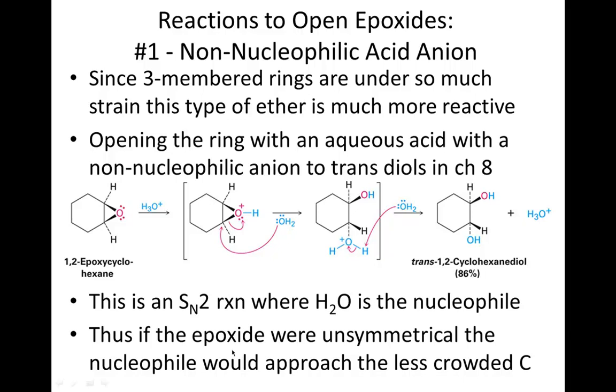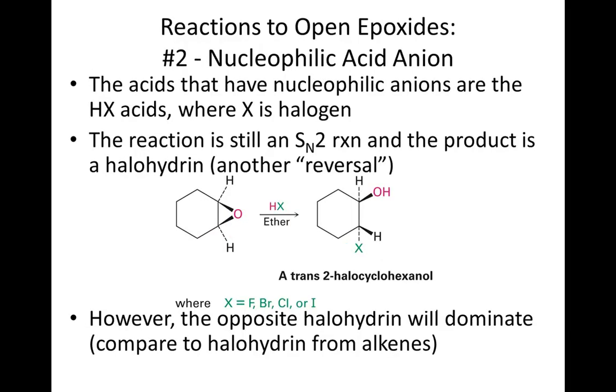And if the epoxide isn't symmetrical, which of course this one is, then the nucleophile would come to the less crowded carbon side. Well, you could have other nucleophiles besides water, and so if you use HX as your acid in this case, then you have a nucleophilic anion, so we're assuming X is like a halogen. Then when this opens, the halogen is going to come from the other side, so you could get back to a halohydrin.